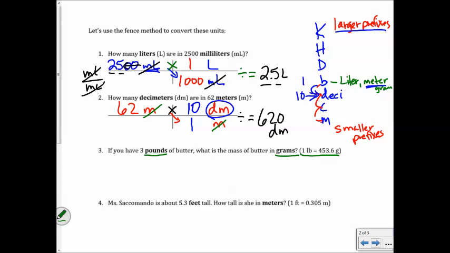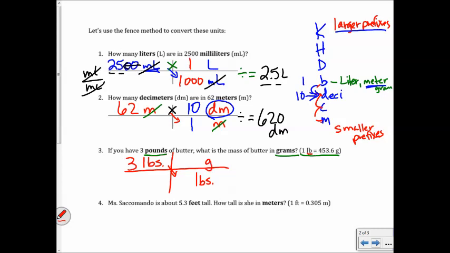Okay? So, 3 pounds. The abbreviation for pound is LB, so I'm going to put 3 pounds up here, in my upper left corner. I'm going to create my track. Next step is to do what? Diagonal down. Pounds go down here. What am I trying to go towards? What am I looking for? Grams. So grams is going to go up top.